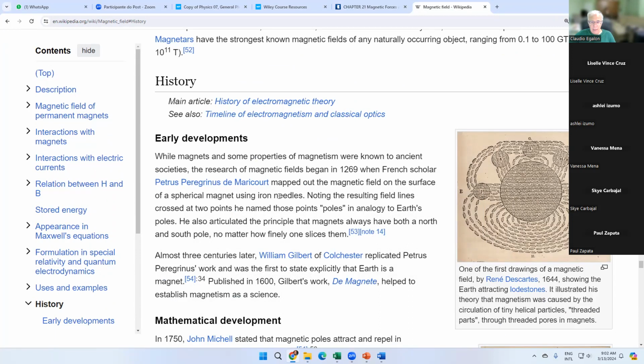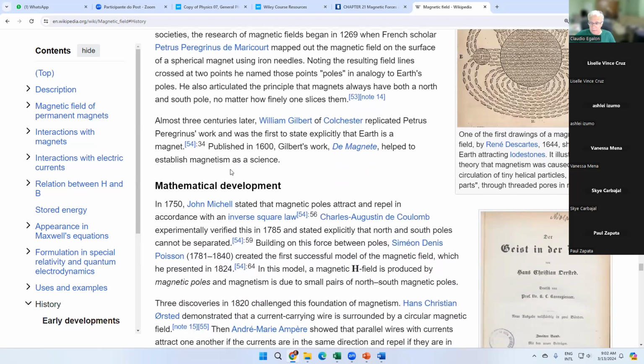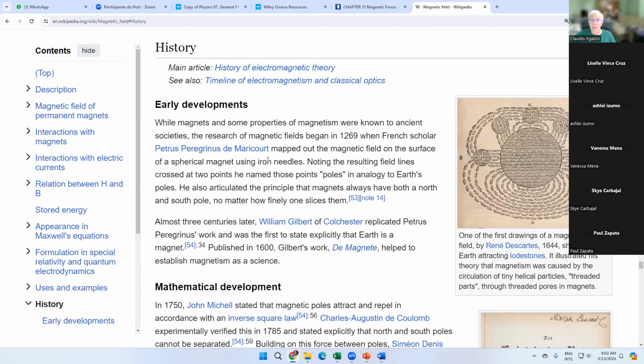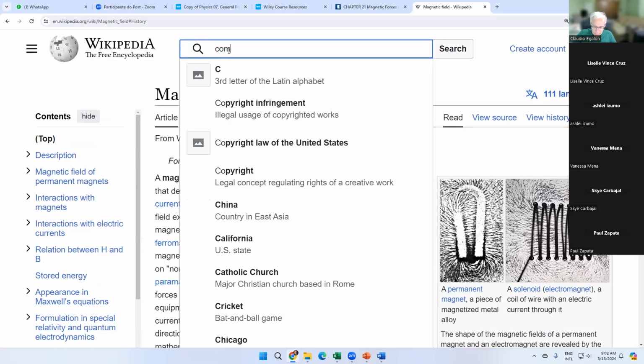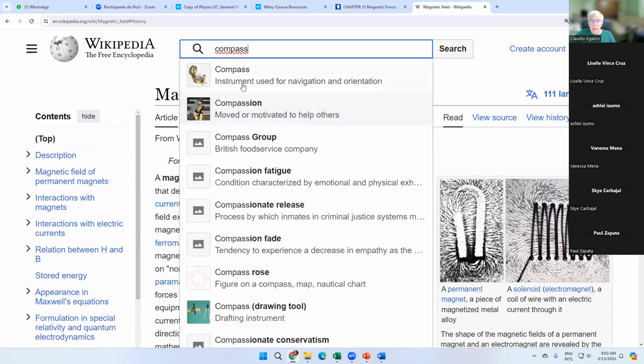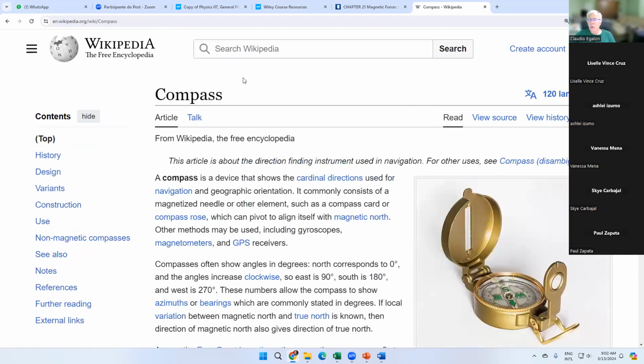You know, unfortunately, they don't say anything about the, okay, you have to go to the compass. That's not the correct one. Okay, so let's go to compass. So real scientific research started in the 1200s by the French, right, of the magnetic field.